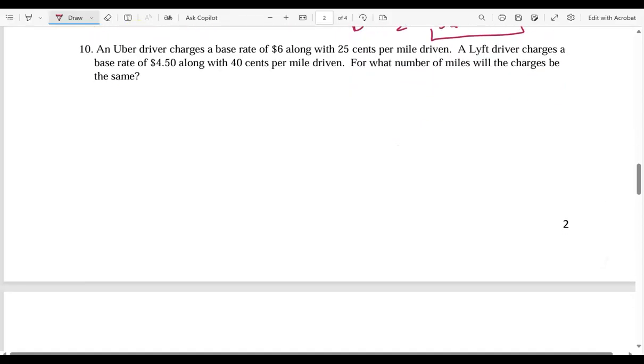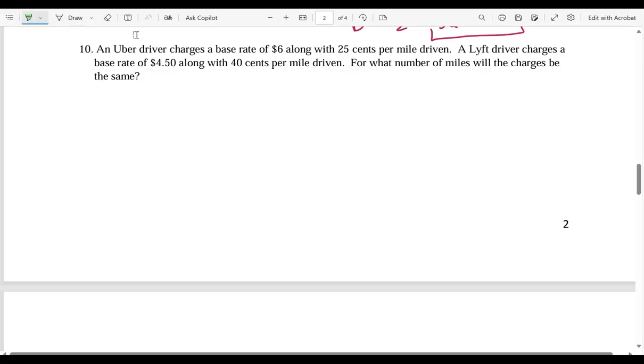All right, let's do one more before we stop this video and shift gears just a little bit. So an Uber driver charges a base rate of $6 along with 25 cents per mile. A Lyft driver charges a base rate of $4.50 along with 40 cents per mile driven. For what number of miles will the charges be the same?